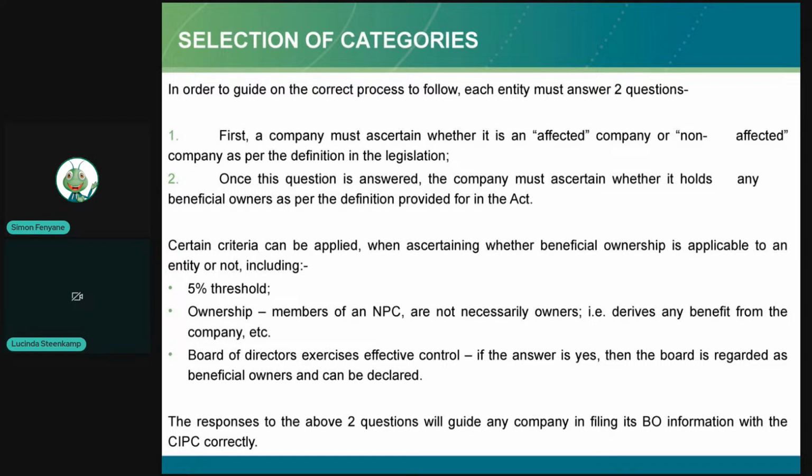If the answer is yes to that question, then the board is regarded as beneficial owners and should be declared accordingly. So the response to these two questions will guide any company in filing its beneficial ownership with the CIPC correctly. Just to recap, make use of the simplified requirements, use it as a type of checklist. Ask first the question whether my company that I am about to declare is an affected company or not. Once that question has been answered, then you know the next step is to ascertain who the beneficial owners are and to declare accordingly.